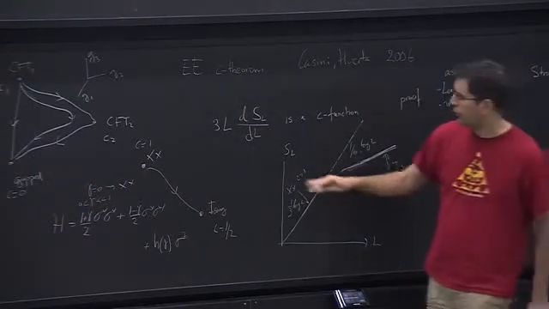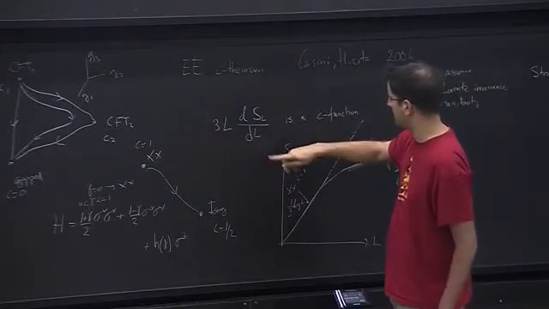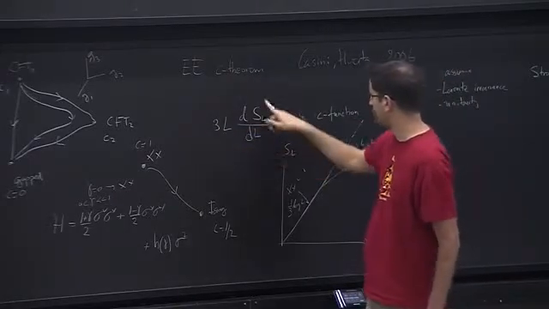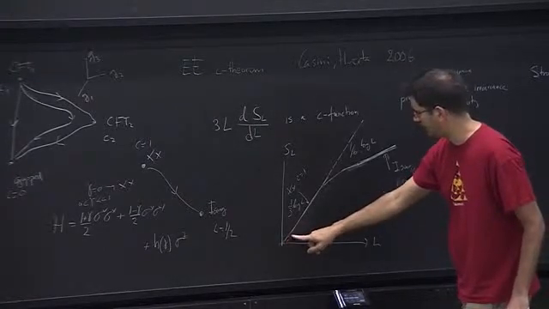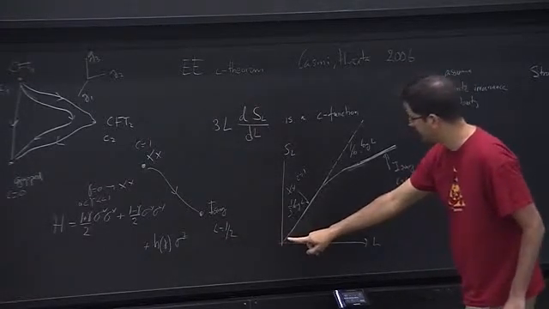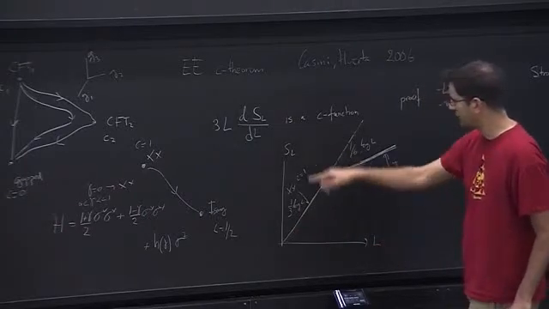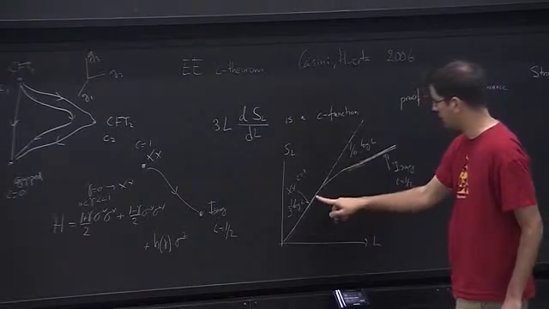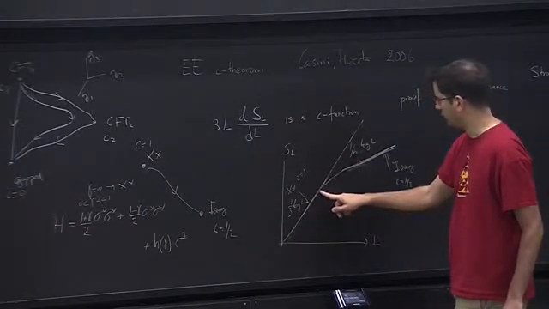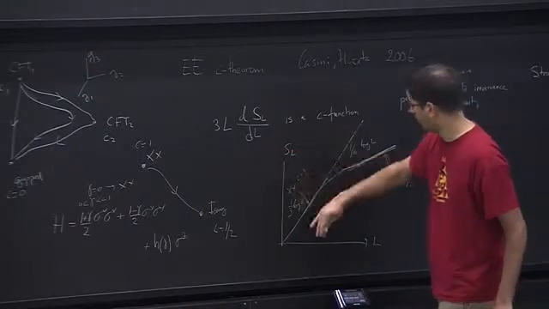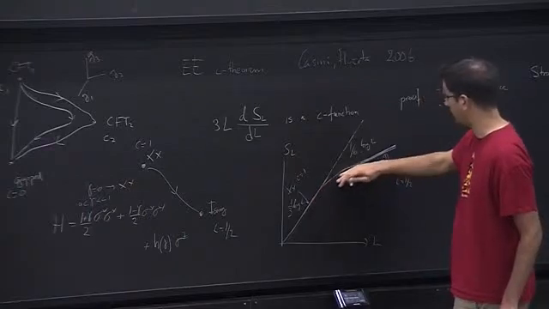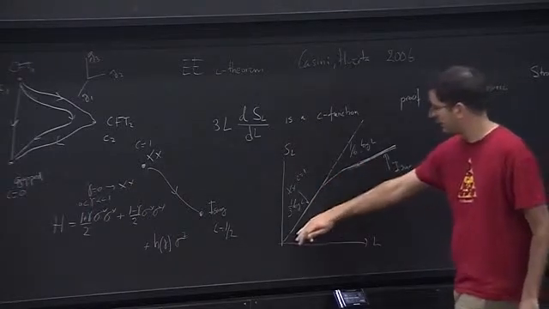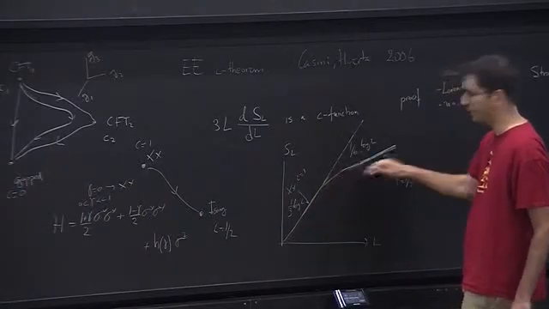So what this version of the C theorem, or this particular C function, says is that in relativistic, at least in Lorentz invariant theories, the log of the entropy will always have a slope that will never increase. The slope can only go down, okay? Stay constant at a fixed point or go down.